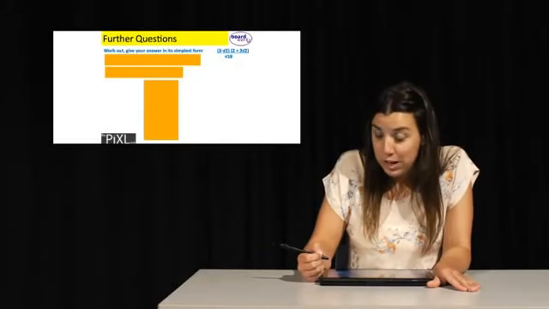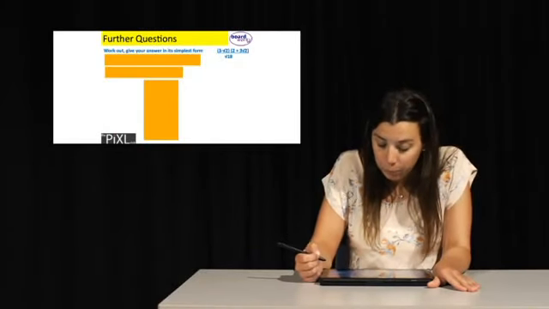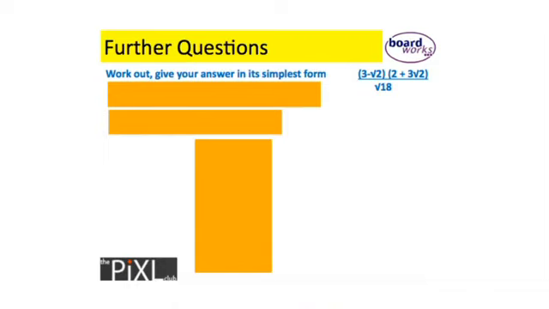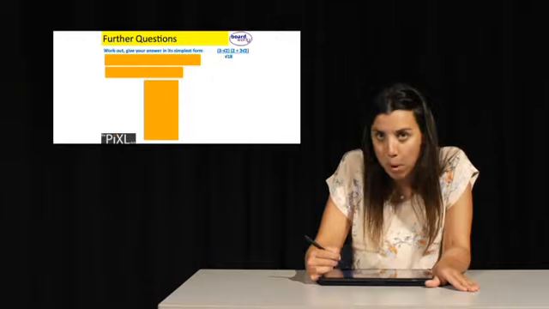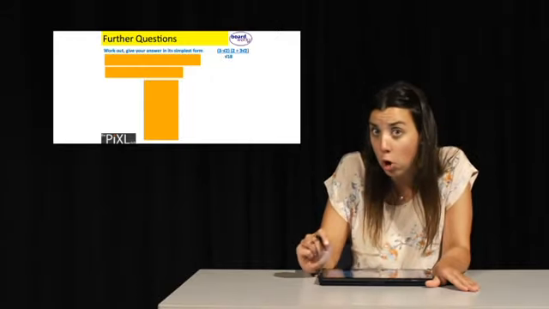The next question I'd like you to have a go at first on your own is 2 brackets on the top again, divided by root 18. Our first bracket is 3 subtract root 2, and our second bracket is 2 add 3 root 2, divided by root 18. So, first step, multiply out your brackets. Second step, simplify. You have 2 minutes, off you go.